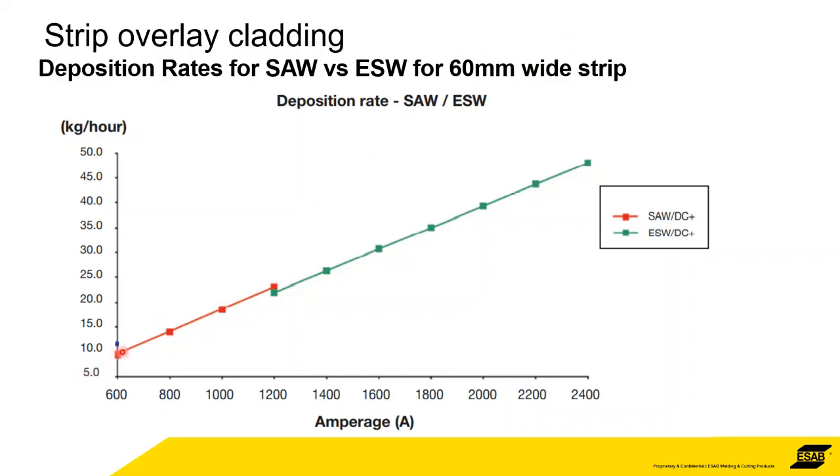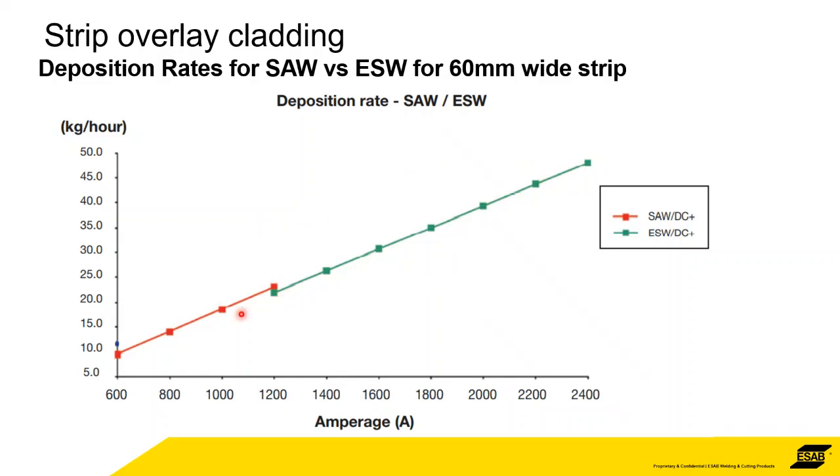The deposition goes up in a nice straight line really, from just under 10 kilograms per hour up to around about 25 for submerged arc. And then for electroslag, it goes up to 50. So these are real empirical results.